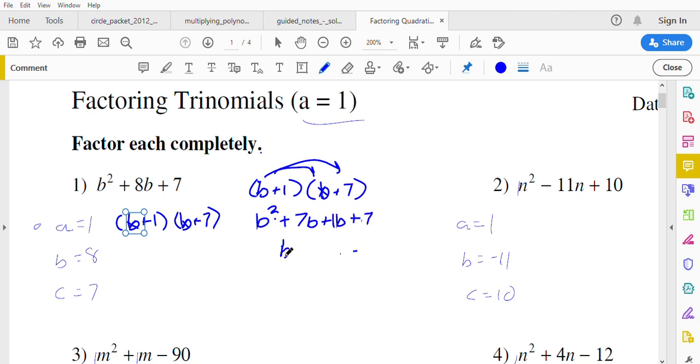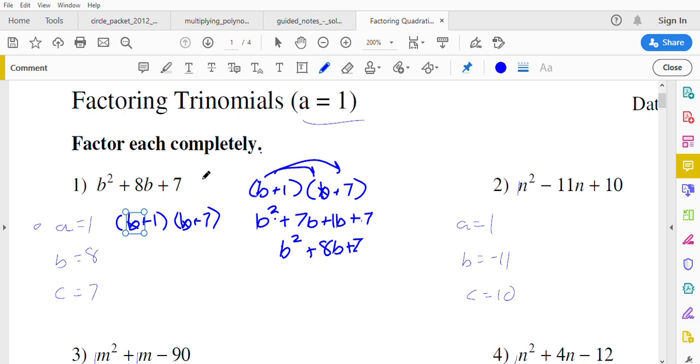Well, when we add these two things together, 7b and 1b makes 8b, and we have a way to put back together and take the same thing apart. So depending on your situation, you might want it in this form, or you might want it in this form. It really depends on your situation. If you were graphing these, which is where this is going, you'd want to use this. If you were solving this as an equation, you would want it in this form.